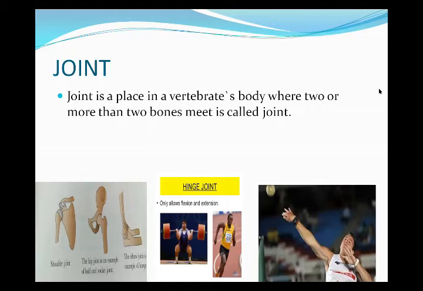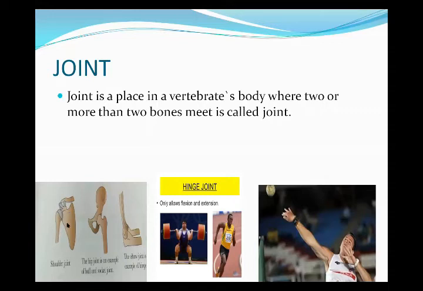And there are different types of joints. In this slide, you can see the picture from your book, and there is a picture of the shoulder joint. The hip joint is an example of a ball and socket joint. Third in the picture, the elbow joint is an example of a hinge joint. These three joints are very important in our body because they play an important role in movements.